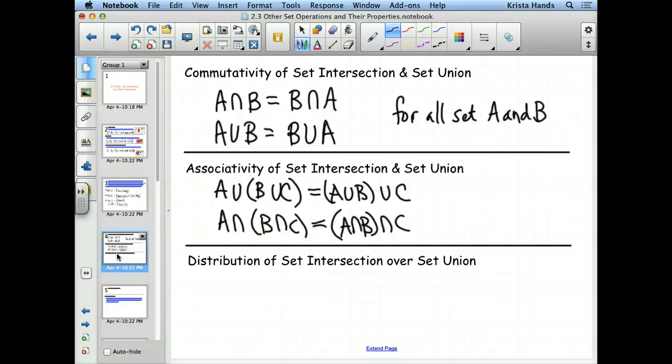Perhaps the most interesting is the distribution. So the distribution, when we do distribution with whole numbers or real numbers, we're talking about what arithmetic operations, do you remember? When you remember the distributive property, what do you remember? Multiplication, that's one of them. You should remember it as multiplication over addition.